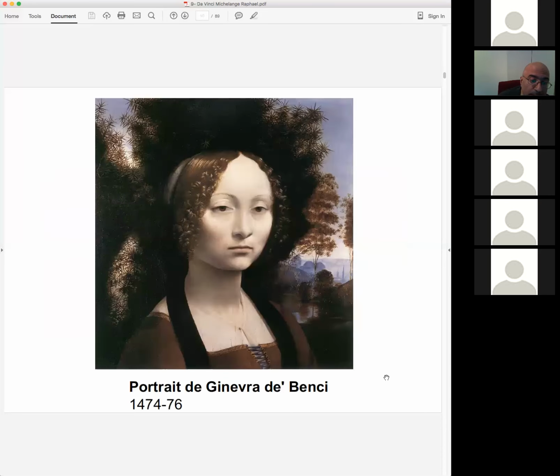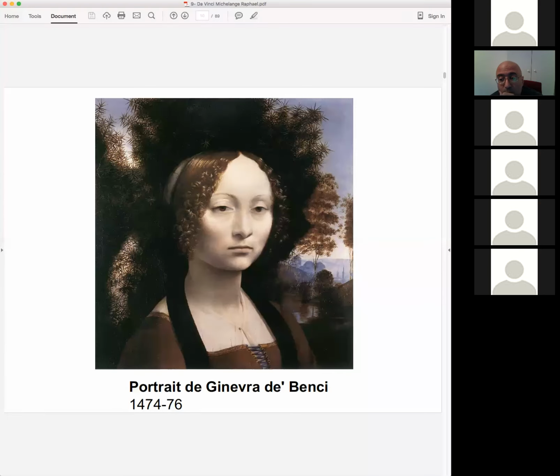And in effect, this is a portrait, a much better portrait, which starts to show some of the elements that will become very important in his work, including an element that we can describe as chiaroscuro. In French, clair-obscur, light and darkness.